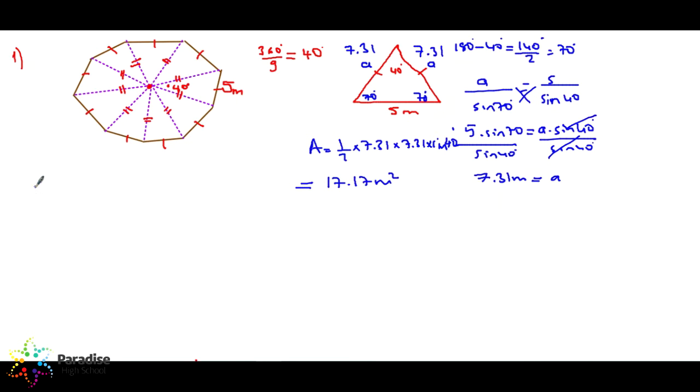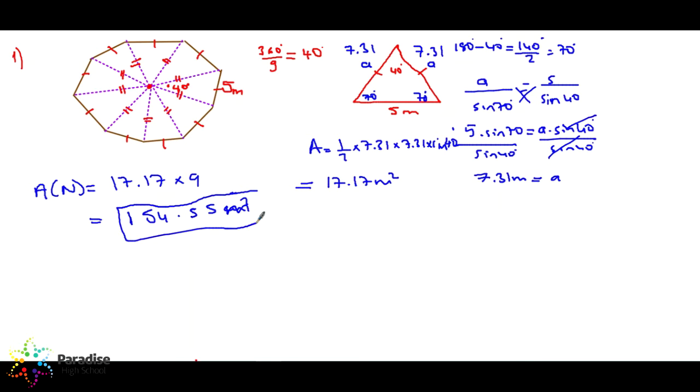So then how many of them do we have? We have 9 of them. So the area of the nonagon will be equal to 17.17 times 9, which is equal to 154.55. Not cm, but meters squared. So that's the final answer.